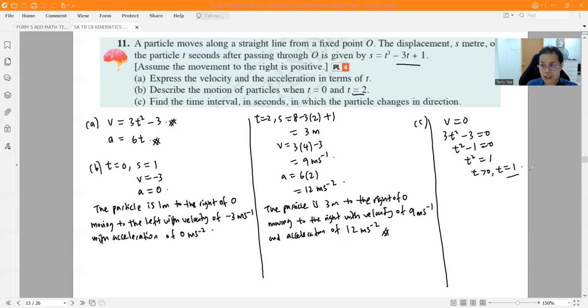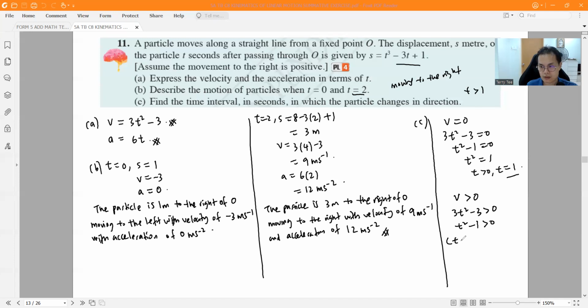But this is not the time interval. It is the exact time when the particle changes direction. But if you want to say time interval, then we should say when the particle is moving to the right, or moving to the left. In this case, because the textbook answer is based on t more than 1. So the particle actually moves to the right when v is more than 0. So if you want to solve this, what will most people do? They'll divide by 3.